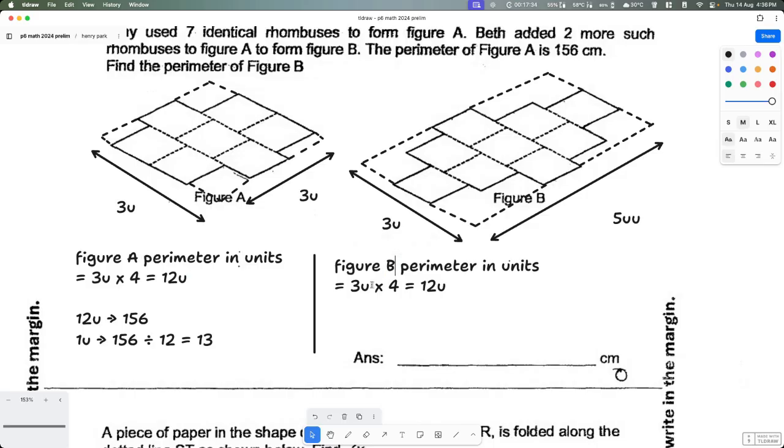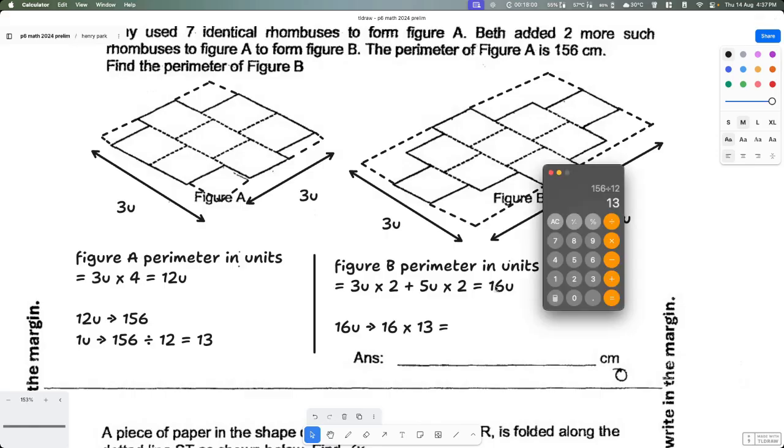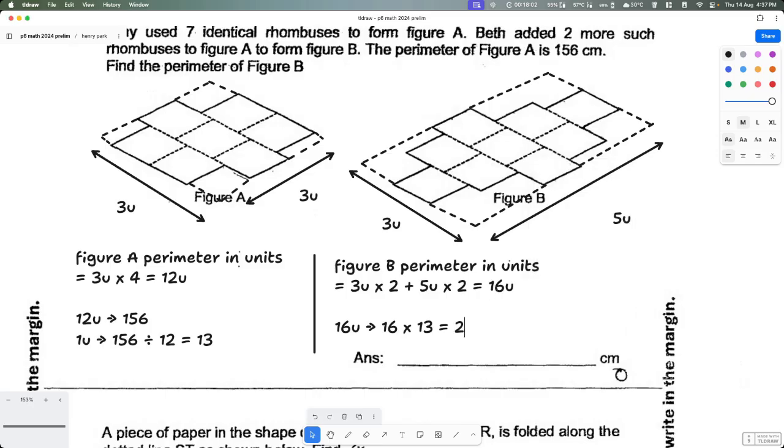Perimeter in units will be 3 units times 2 plus 5 units times 2 as well. Okay, what would that equal to? So this will be 3 times 2 is 6 plus 10, so 16 units. Okay, so that means 16 units over here is equal to 16 times 13. Okay, let's see what's the answer. 208 centimeters. So the answer is 208 centimeters.